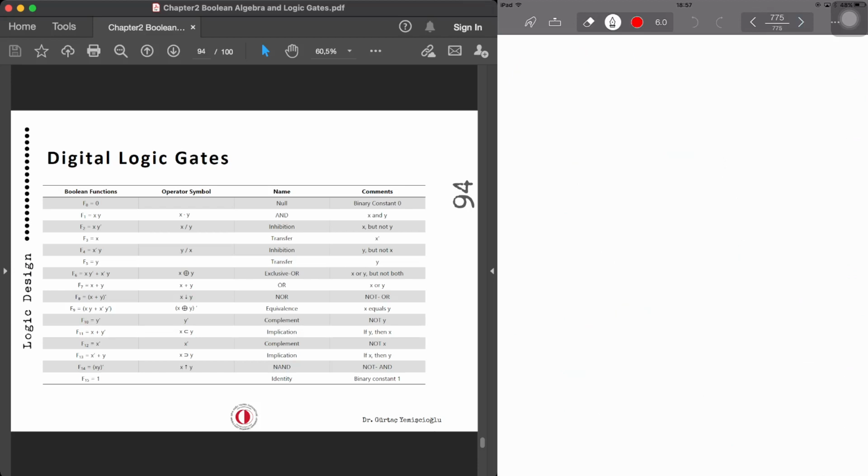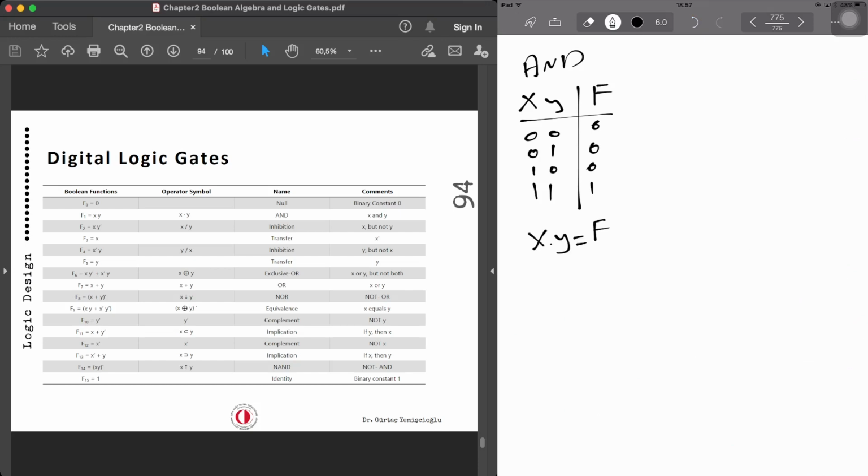So if we start again with the AND function, when we have X, Y, and F, we have 0, 0, 0, 1, 1, 0, 1, 1, and 0, 0, 0. When both are 1, the output is 1, and we say that X dot Y equals F. Now, the AND function is like X, Y, and F.